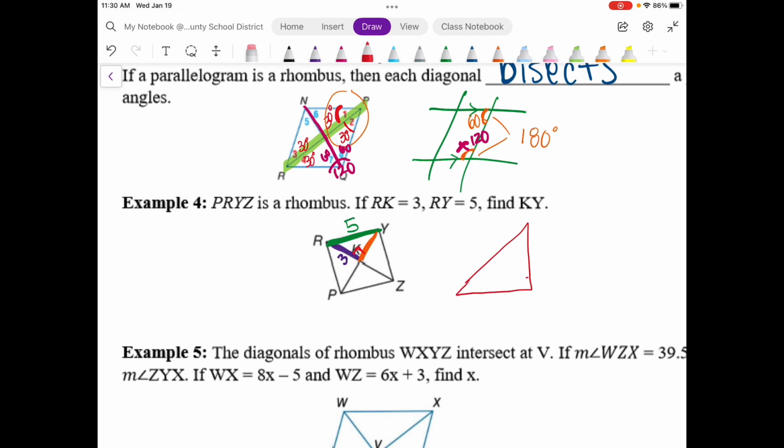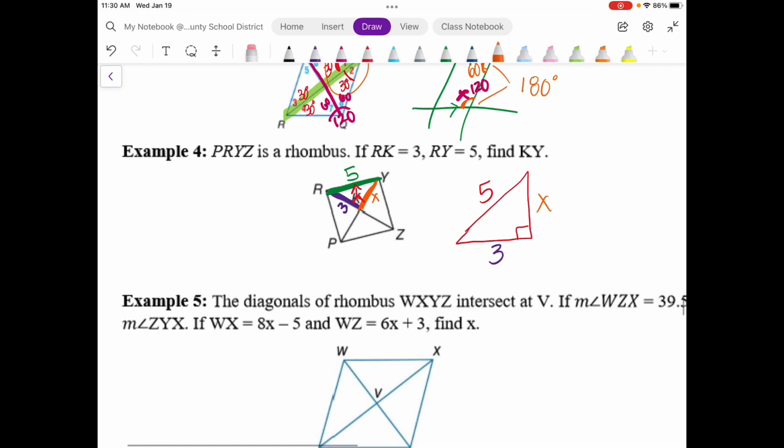So really what we have is a right triangle. We haven't seen a right triangle yet, but hopefully you remember a few things. If I'm looking across the 90-degree angle, that's where the 5 is. And then at the bottom here I have the 3. And then this is what we are looking for, right? We're looking for KY. I'm just going to call it X.